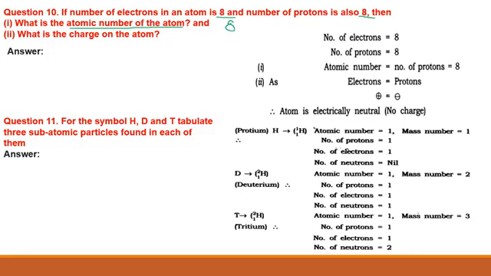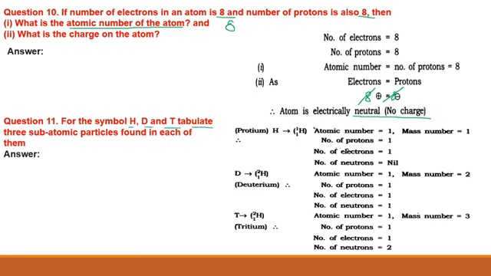Okay, and then what is the charge of the atom? See, protons are positively charged and electrons are negatively charged. Here the number of electrons is 8 and the number of protons is 8, so the positive and negative charges cancel out, and the atom will be neutral. It doesn't have any charge because protons are 8, electrons are 8, and that's it.